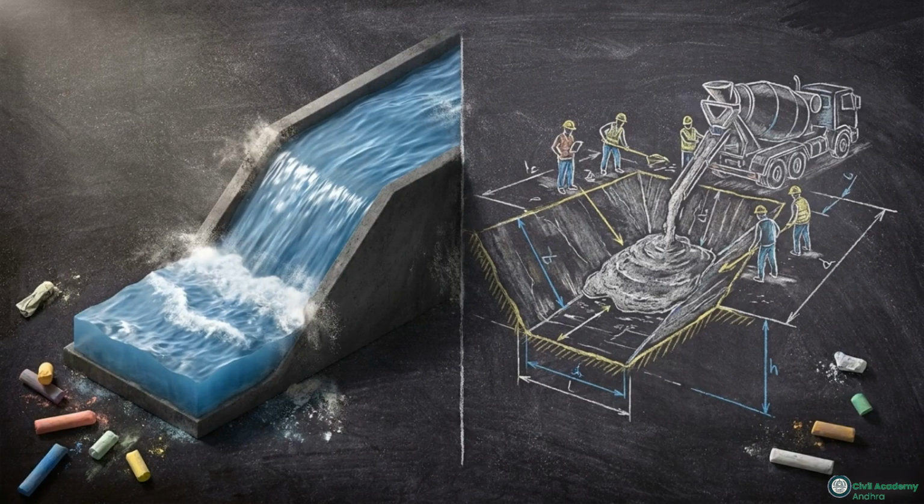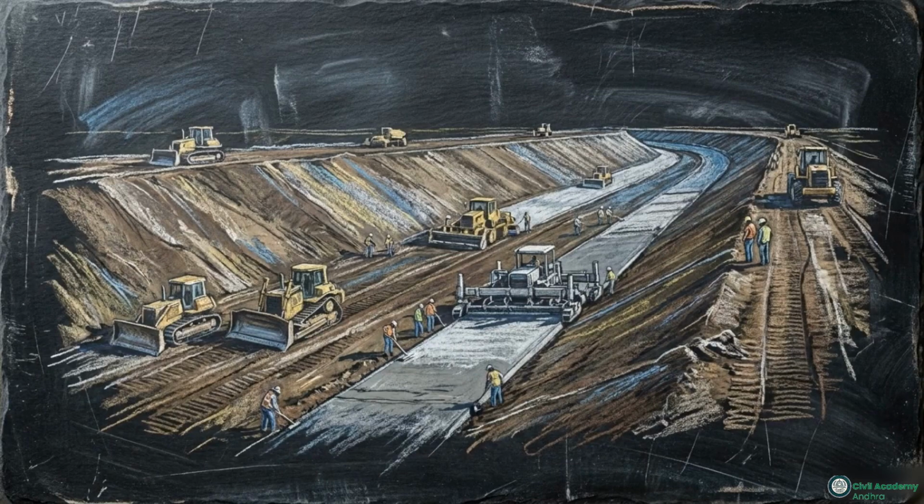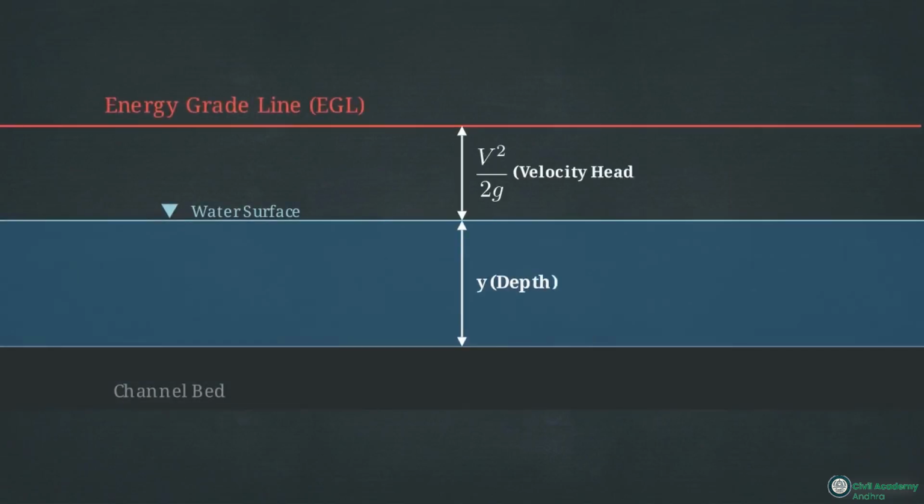Minimizing the wetted perimeter has a dual benefit. It maximizes hydraulic efficiency by reducing friction, and it directly reduces the surface area that needs to be lined with expensive concrete, saving massive construction costs. We've looked at uniform flow. Now let's analyze the total energy in the system.